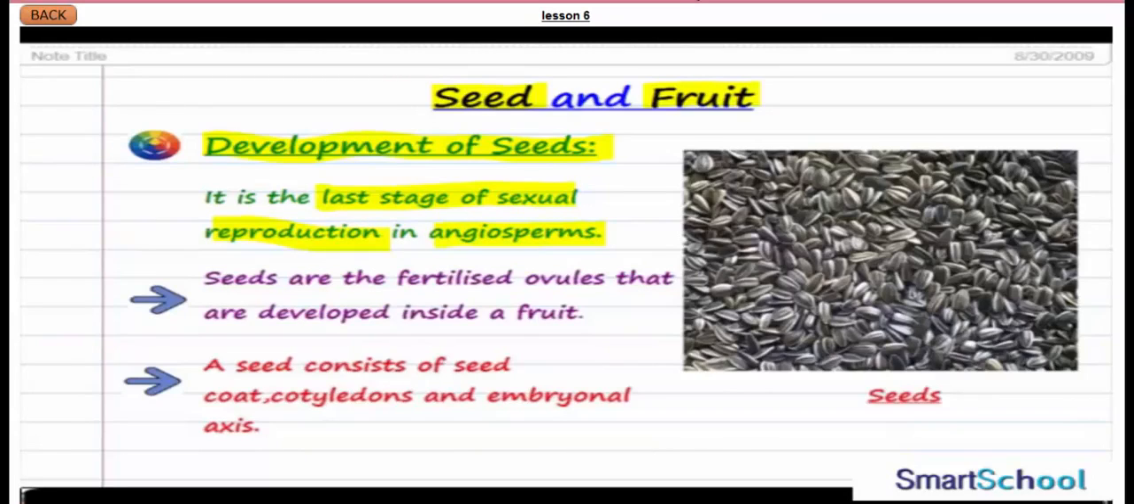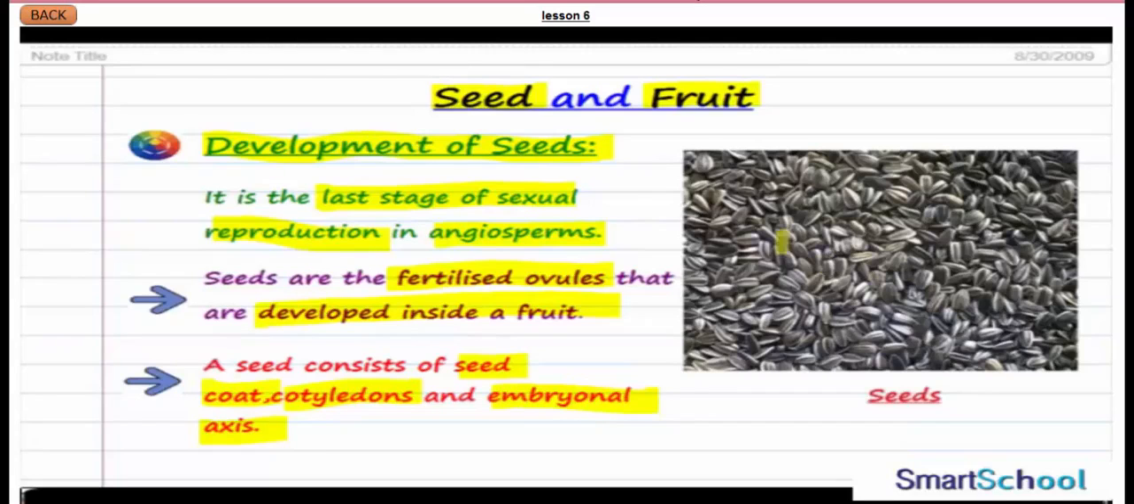Now what are seeds? Seeds are the fertilized ovules that are developed inside a fruit. So the fertilized ovules are termed as seeds and they are developed inside the fruit. A seed consists of seed coat, cotyledons, and embryonal axis. So what are the parts of a seed? The seed coat which covers it, cotyledons present inside it, and the embryonal axis.